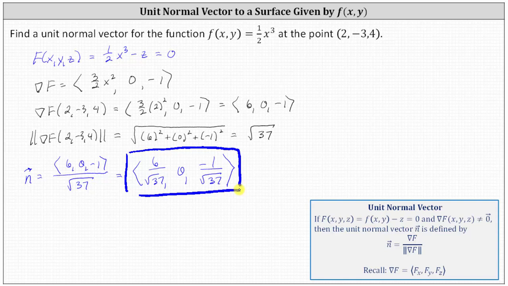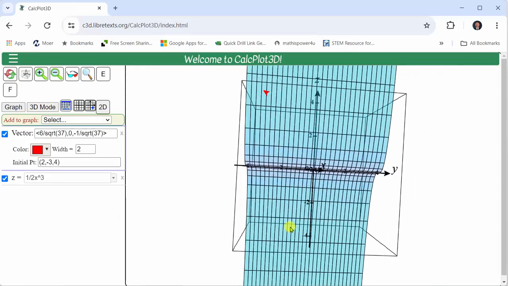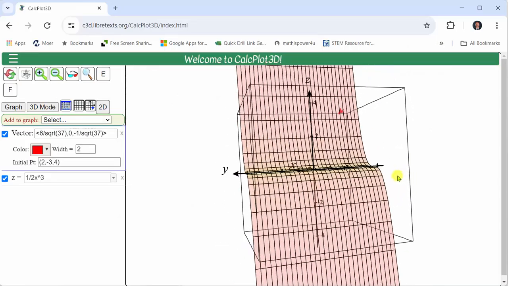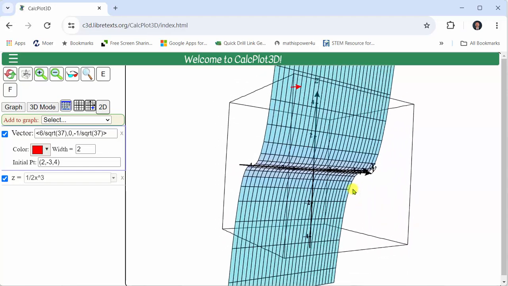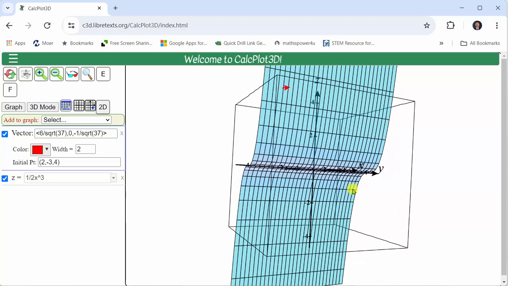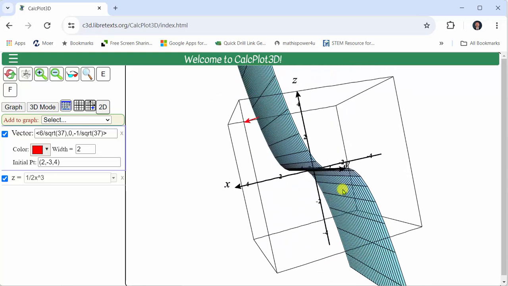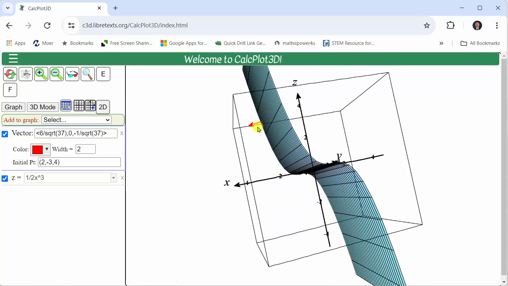This vector has a magnitude of 1 and is normal or perpendicular to the surface given by f of x comma y. Let's take a look at this graphically. We have the graph of the given surface, and this red vector is a unit normal vector at the point (2, -3, 4). This vector has a length of 1 or a magnitude of 1 and is perpendicular to the surface at the point.